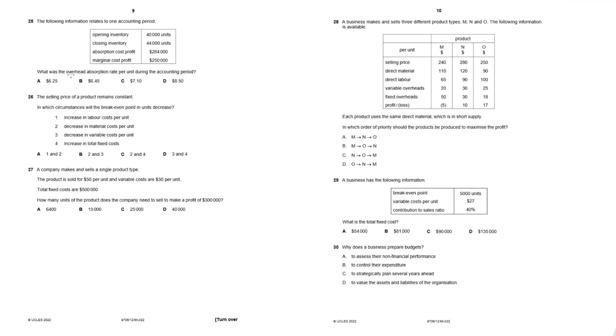25. The following information relates to one accounting period. Opening inventory is given, closing inventory is given, absorption costing profit and marginal costing profit. What is the overhead absorption rate per unit during the accounting period? So there is a shortcut to do such questions. The overhead absorption rate is the difference in absorption costing profit and marginal costing profit, which will be in the numerator, and in the denominator you will have the difference in inventories, so the difference between opening inventory and closing inventory.